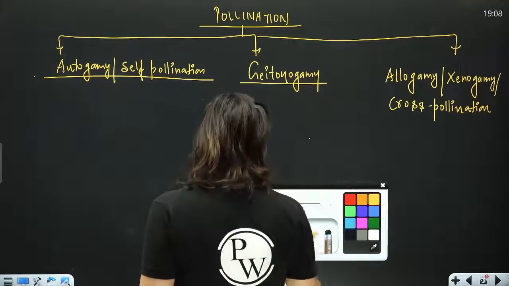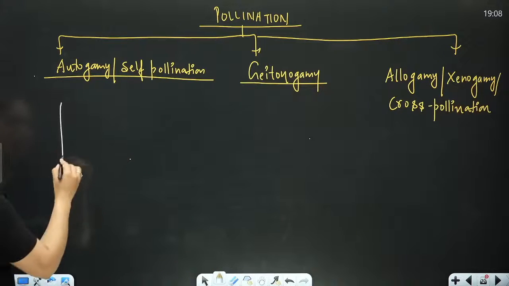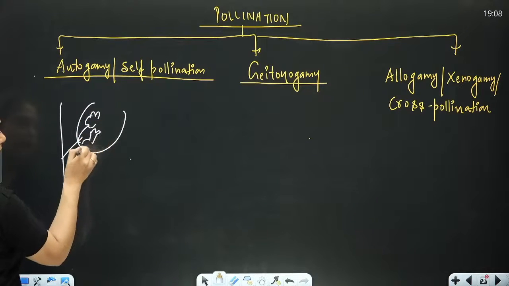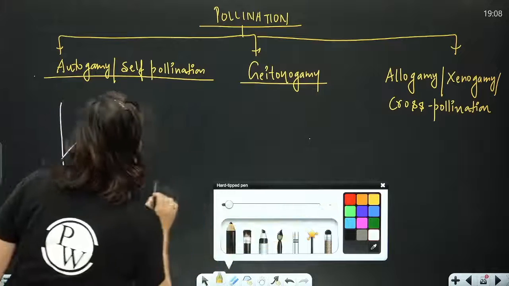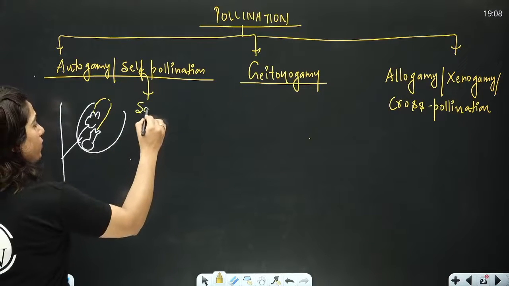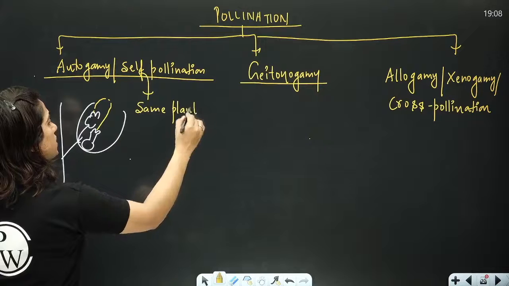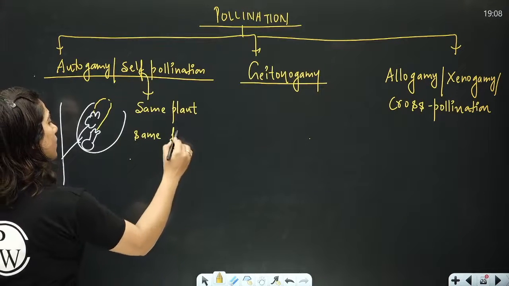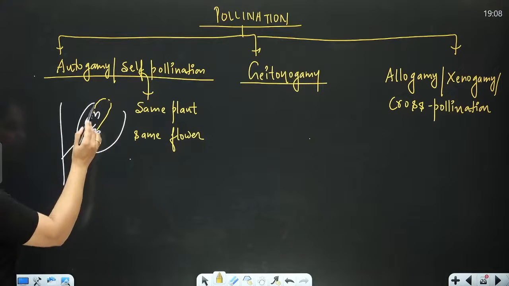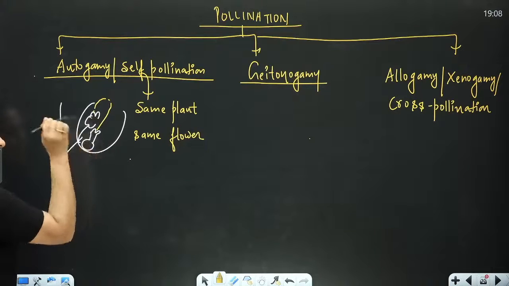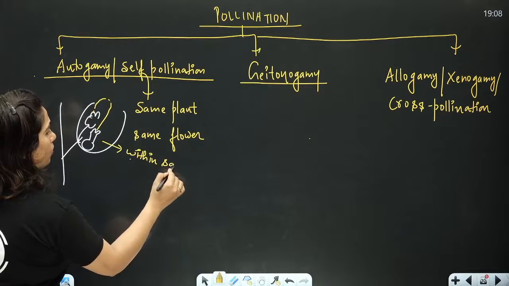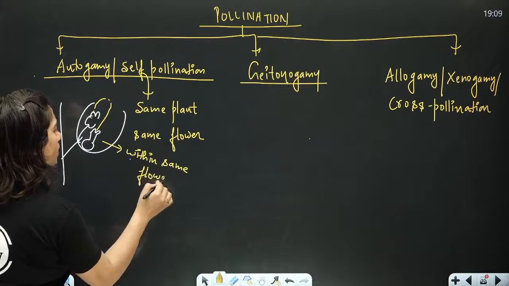Okay. Now, what is autogamy? Autogamy means when a flower has stamen as well as carpel, and the pollination occurs within the same flower. So when I talk about autogamy, there will be involvement of the same plant and same flower. The pollen grain of the same flower will land on the stigma of the same flower. It will occur within the same flower.